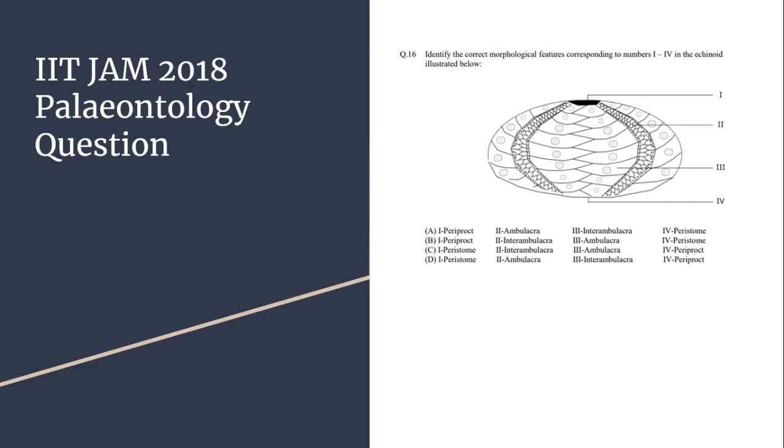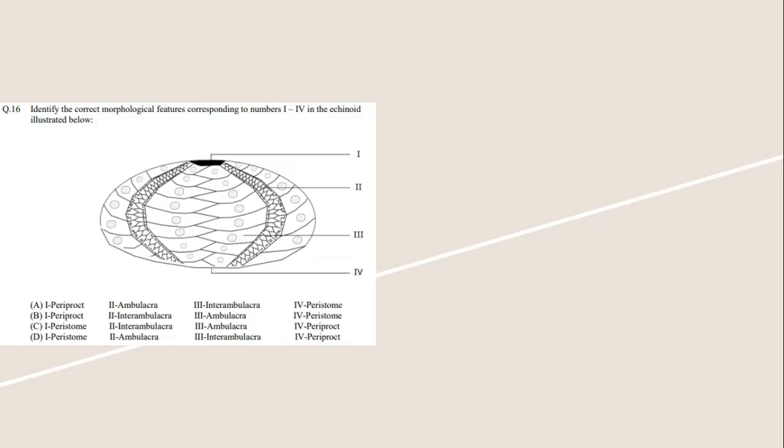This particular question is from the class Echinoids, in which the morphological features have been marked and you have been asked to identify each one of them. So let us find out. For that we need to understand the morphology of an echinoid first, and only then can we identify the various features of this particular image.